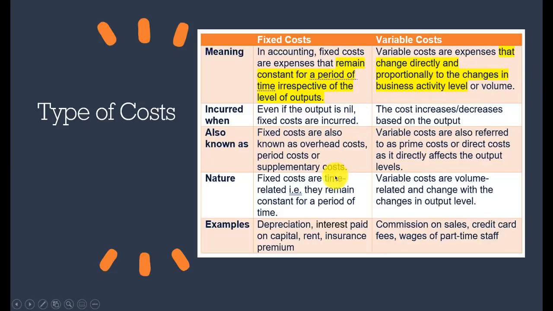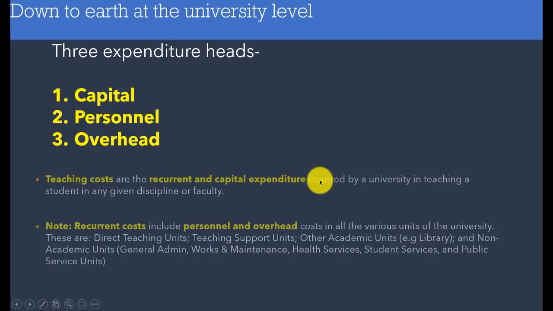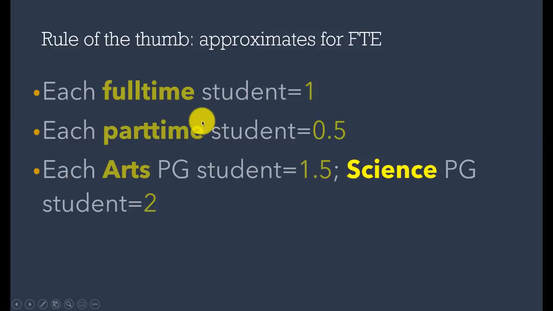And you can see when incurred, you can see the rest in this table. Now let's come down to earth, the university level. If you walked into a university, they are not going to tell you all those big grammar about fixed costs. They are going to tell you about these three expenditure heads: the capital, the personnel, and the overhead. The three make up the teaching costs. So this personnel and overhead make up the recurrent expenditure. And so recurrent expenditure includes personnel and overhead and all of that. So that is what you're going to be looking for as we progress.